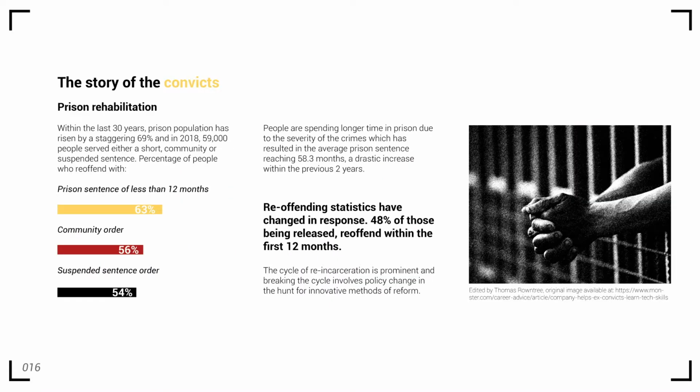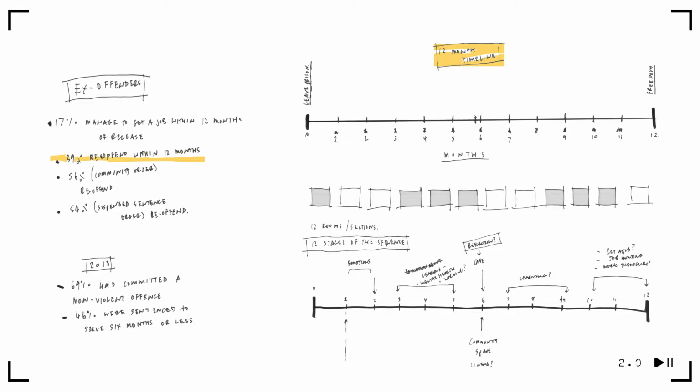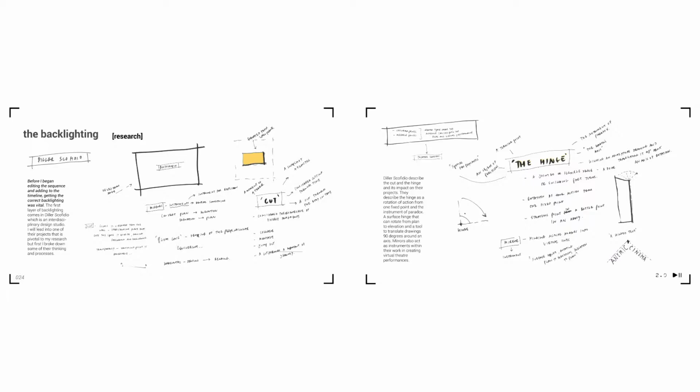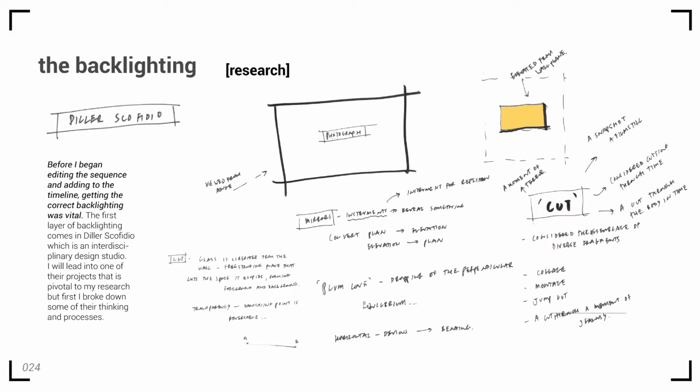As I began to do my research into ex-convicts, I understood that 39% of ex-convicts reoffend within the first 12 months of their rehabilitation, so I decided to set up a 12-month timeline which would describe the ex-convicts' journey back into society, with each month representing a space of stories. So before we begin to create a timeline, it was really important to get the correct background. So I began with looking into Diller Scofidio and understanding the process behind their work.